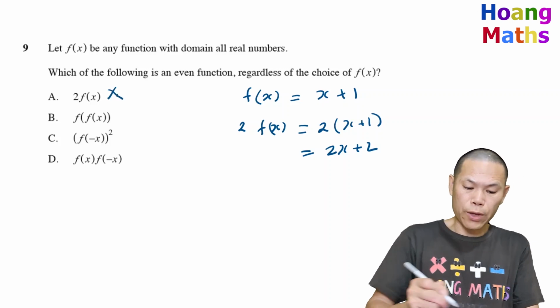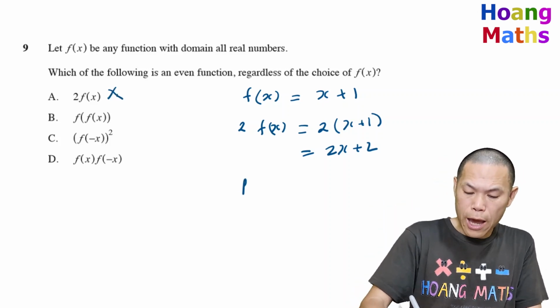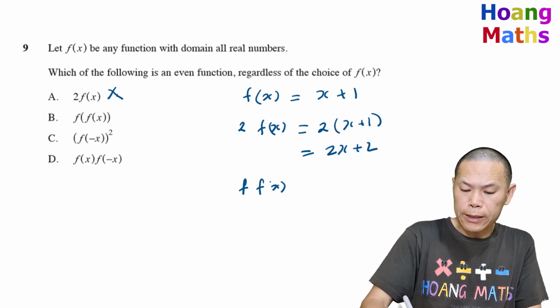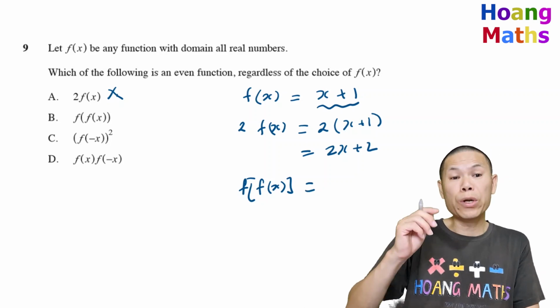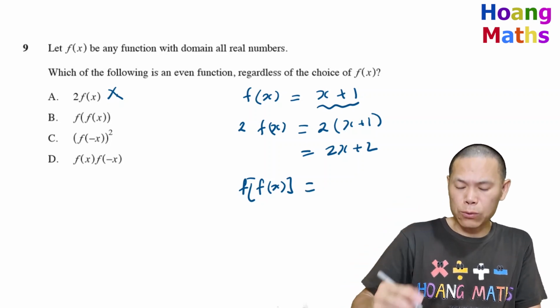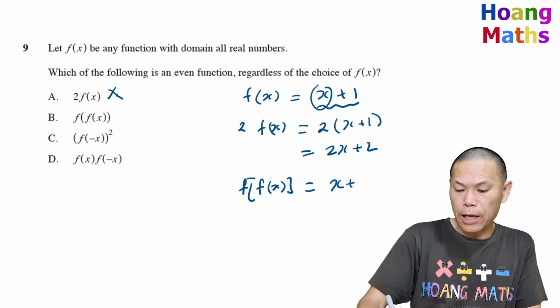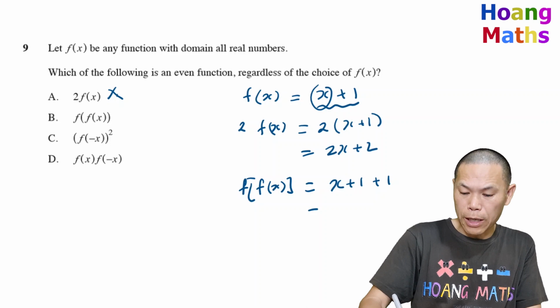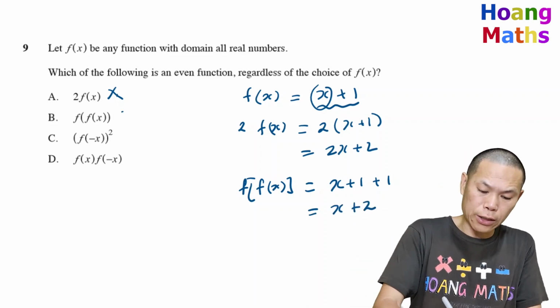This is wrong. Then let's try f of f of x. So we know that f of x is x plus 1. So every time we see x, we replace with x plus 1. So this becomes x plus 1, and then we add 1. So that becomes x plus 2. So it's not an even function either. So this is wrong. So let's do the third one.